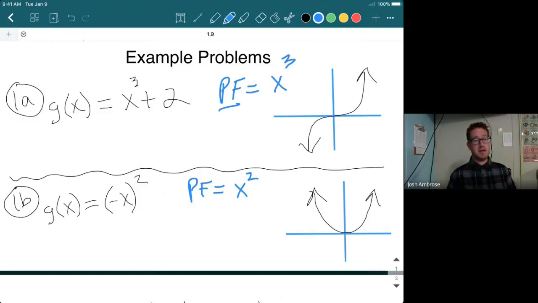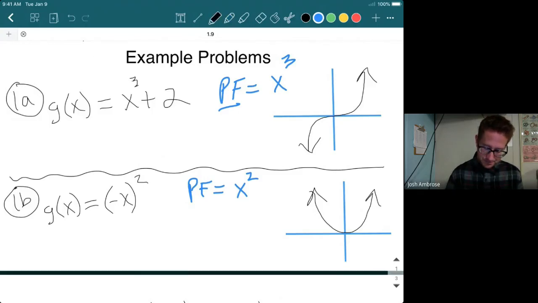So g(x) = x^3 + 2. The first thing you want to do is determine what is the parent function. In other words, what does the original plain basic parent function look like? And I already gave it to you right there. The book doesn't, so you would need to determine this. So PF for this one is just x cubed, or x to the third power. And what does that look like? There's your graph right there next to it.